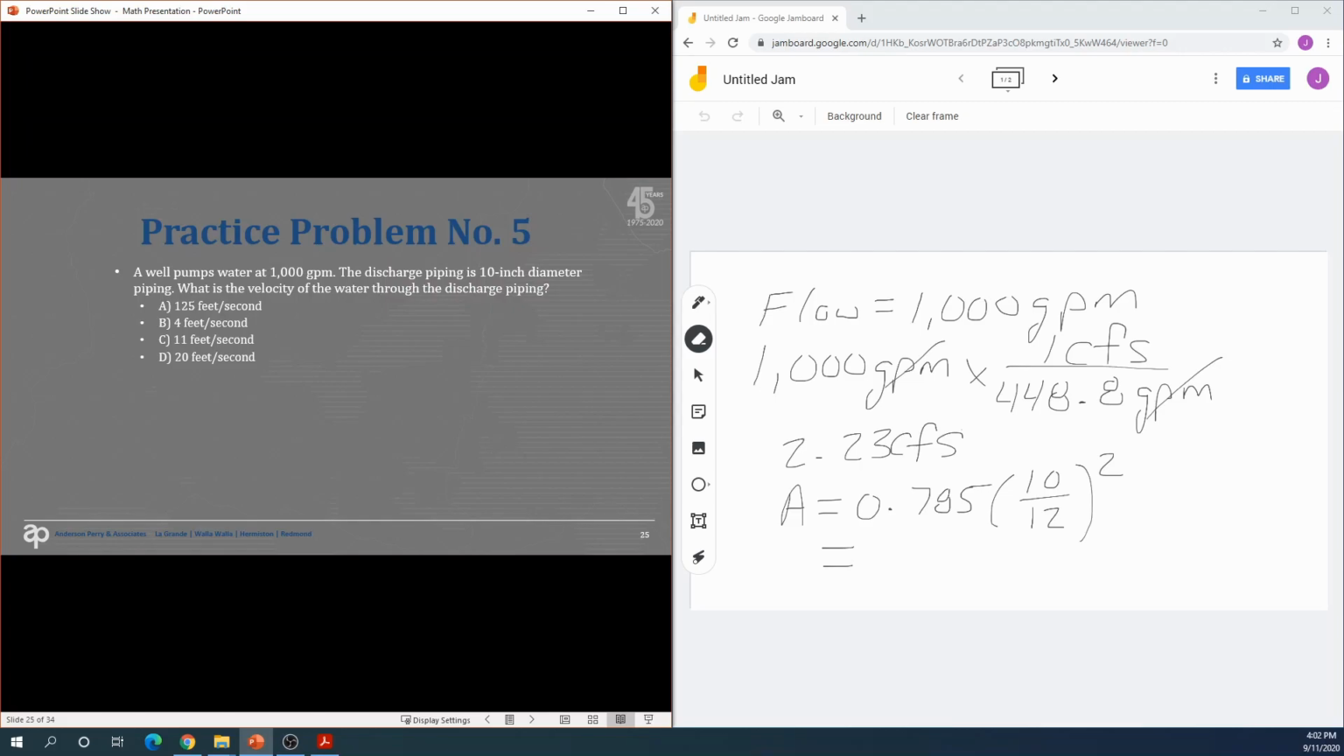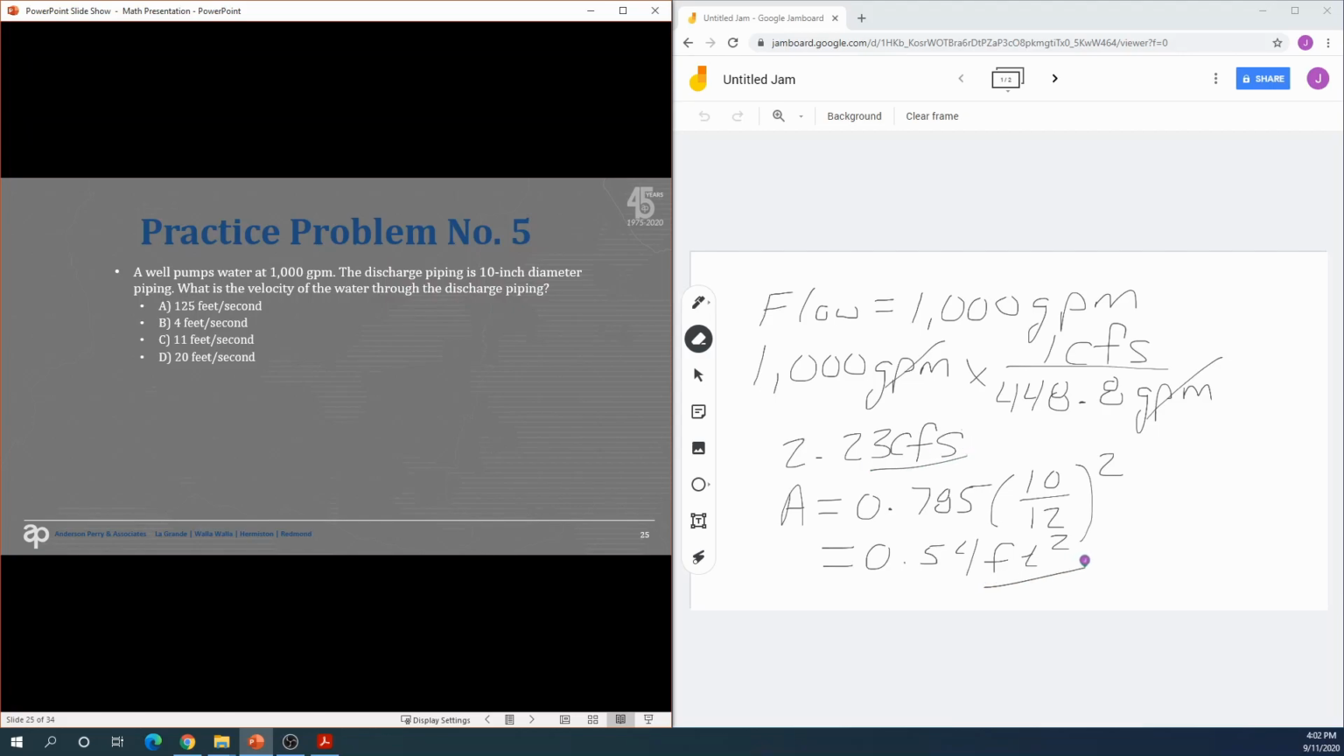We're going to do 10 divided by 12. That's going to give us 0.83. We're going to take that and square that answer. That's going to give us 0.694. We're going to multiply that by our constant of 0.785. We get an area of 0.54 feet squared.